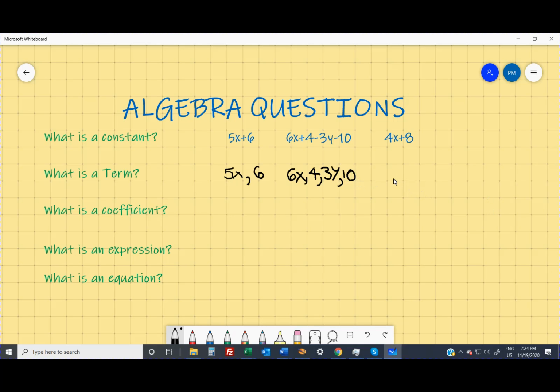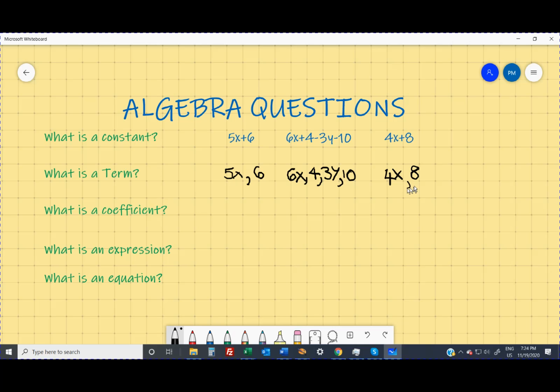So, to answer the algebra question, what is a term, we know now what the answer is. The answer is easy. It is 4x and 8. Just 2 terms, 4x and 8. Okay? So again, simple. This is the thing about algebra. It's all simple.